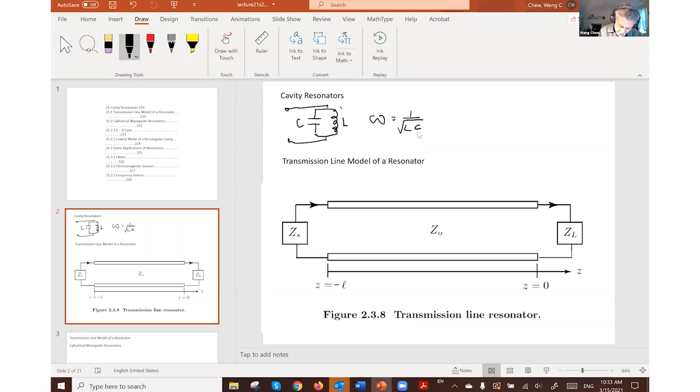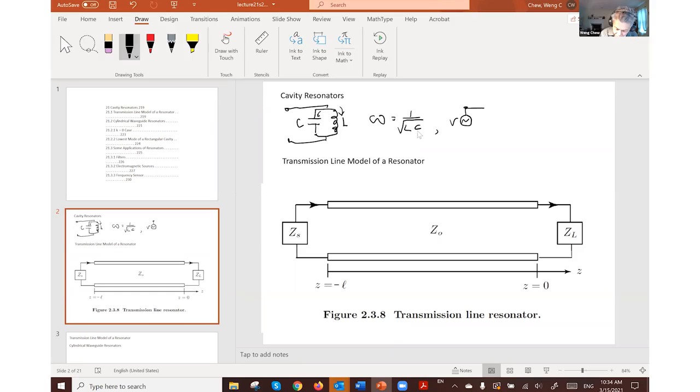There will be current going back and forth between the capacitor and the inductor due to the exchange of magnetic energy stored and electric energy stored, but you don't need an external driving source to make that happen. The energy just goes back and forth by itself. Okay, what are resonators good for? You probably have seen that in your undergraduate days.